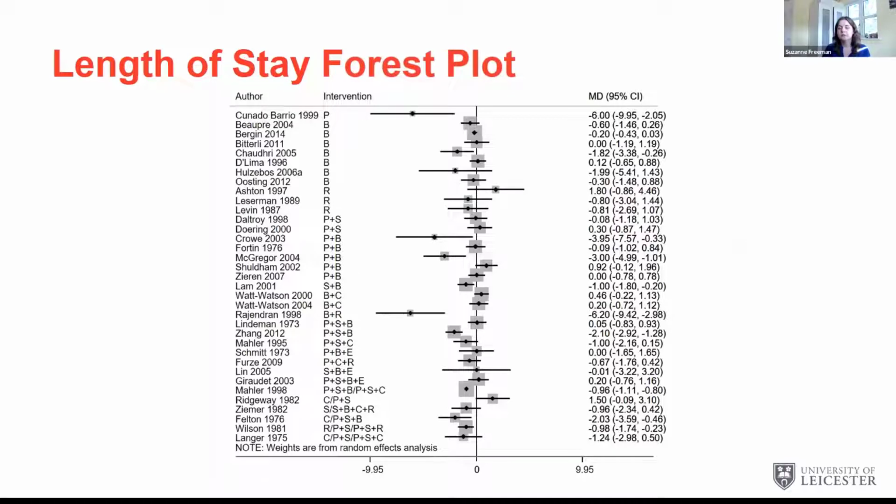So this is the forest plot for the 35 trials in the network. You can see there is heterogeneity in this forest plot. And that heterogeneity may be caused by the fact that these interventions really vary quite considerably across the 35 trials.